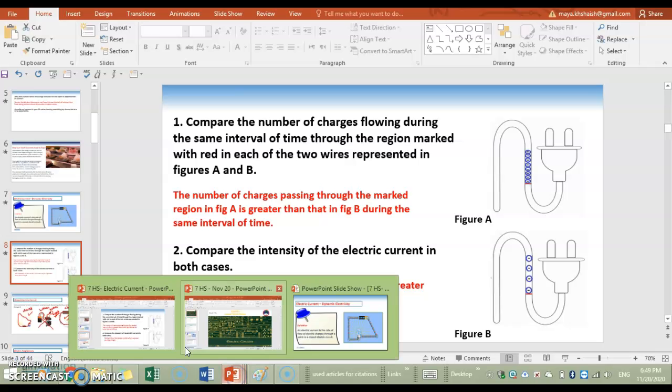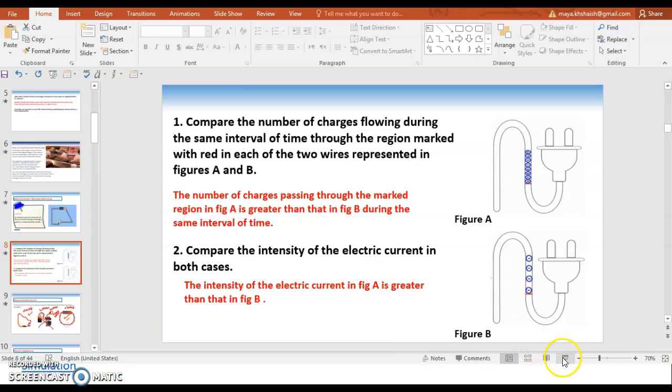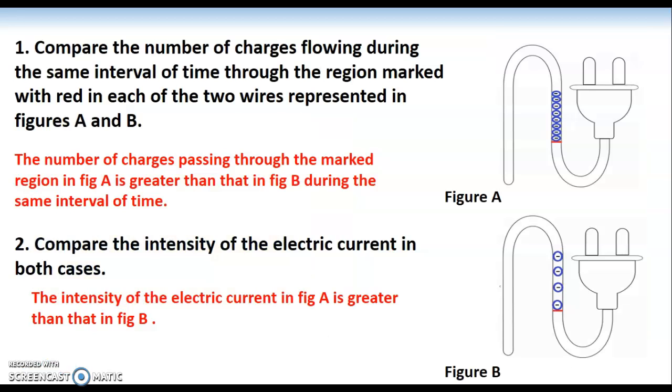So this is another activity that proves what we said. If you compare the number of charges flowing during the same interval of time through the region marked with red in each of the two wires represented in figures A and B, we can see that these are the two marked lines, and here we have 8 electrons, while here 4 electrons are passing by. So the number of charges passing through the marked region in figure A is greater than that in figure B during the same interval of time.